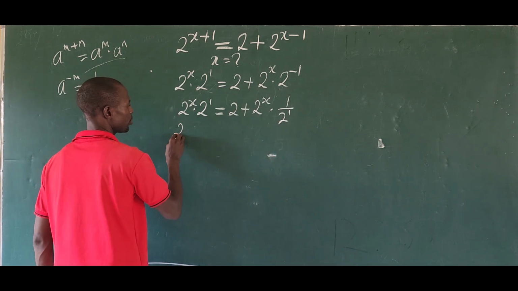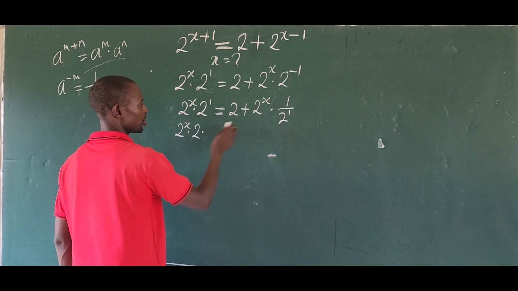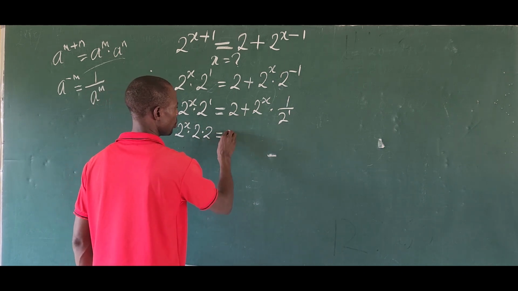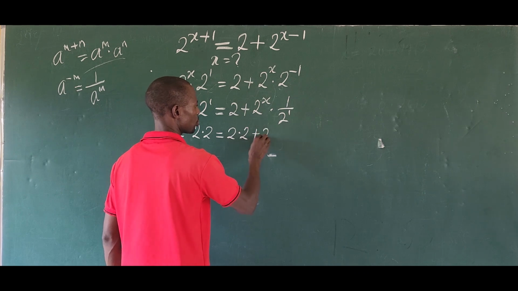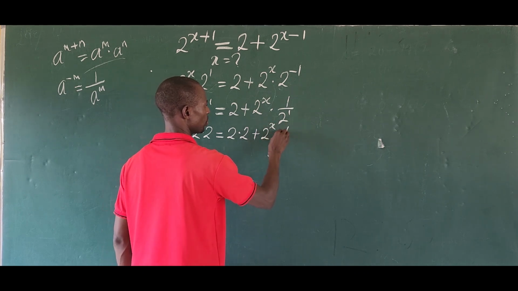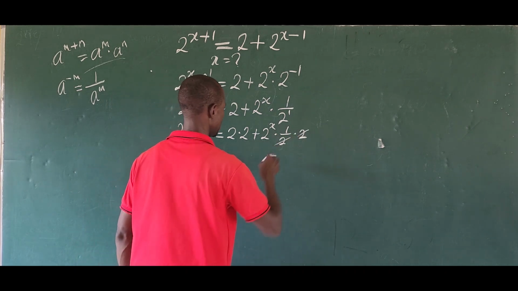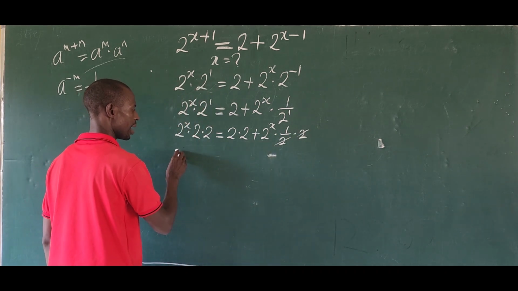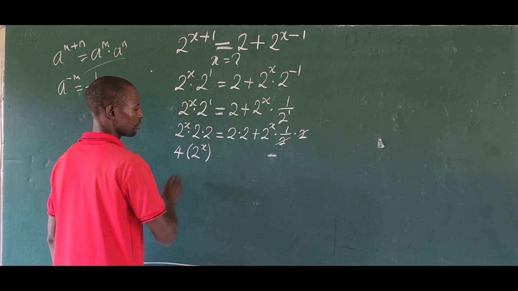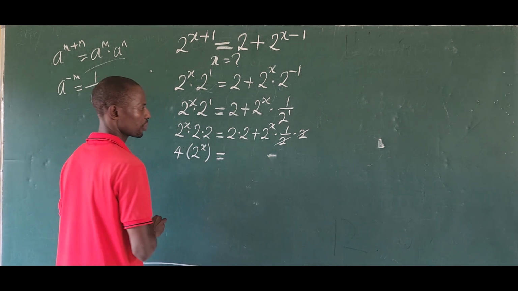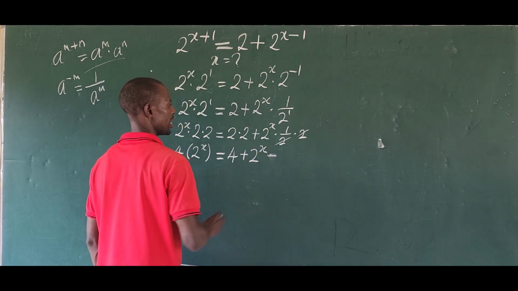So we're going to have here 2 to the power of x times 2 times 2 equal to 2 times 2 plus 2 to the power of x times 1 all over 2 times 2. And so this and this will leave. We now have this to be 4 bracket 2 to the power of x close bracket. This is equal to 4 plus 2 to the power of x.